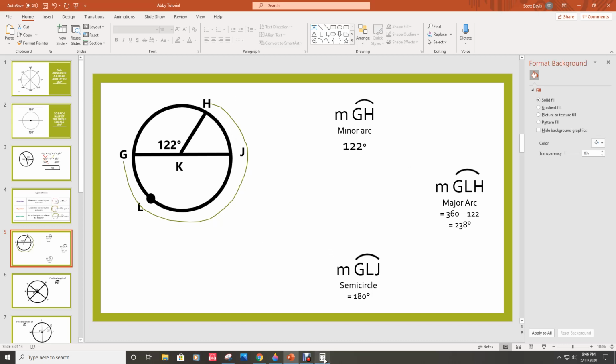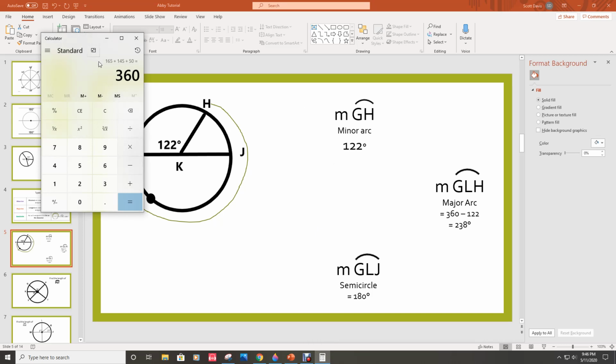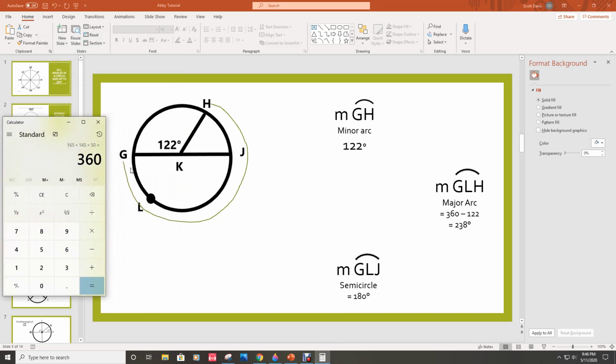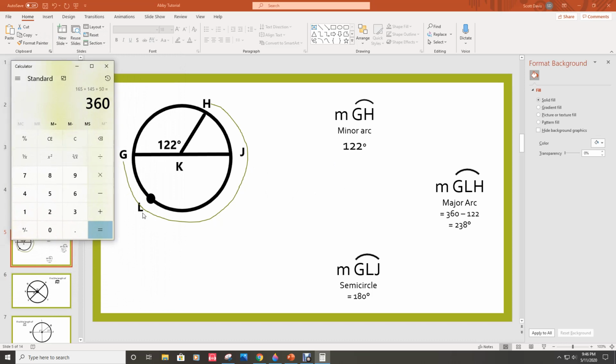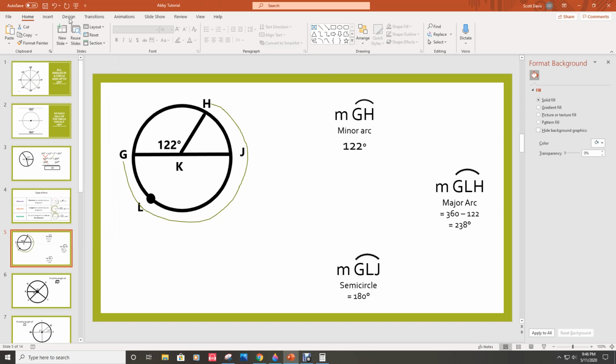And we can check that work just as usual, just to make sure, because if this is 122 degrees, and we said that this arc right here was 238, let's make sure that it equals 360. And it does. So, we know we're correct. We know that we have completely filled this circle to 360 degrees.